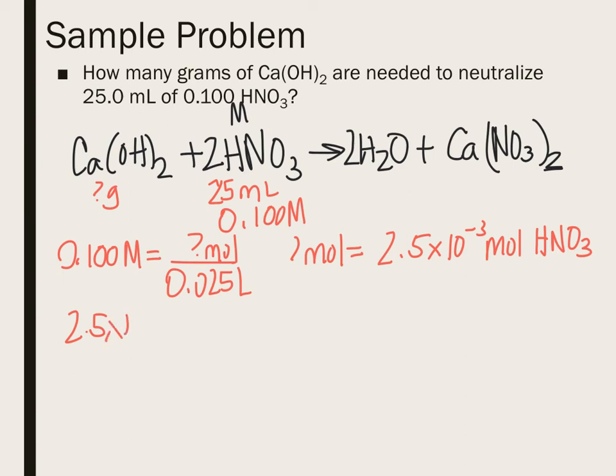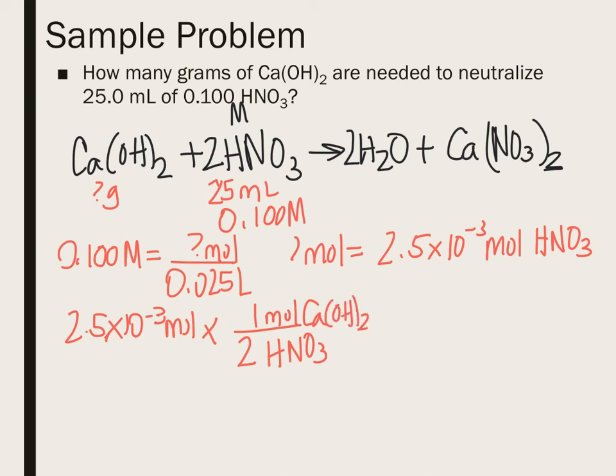Okay. Once I have that, I can use my coefficients, and I'm going to see that for every mole of HNO3, I have 2 of them, and I have 1 mole of the calcium hydroxide. So I would take my 2.5 times 10 to the -3 moles and I'm going to divide by 2. I'm going to go ahead and finish this problem out.